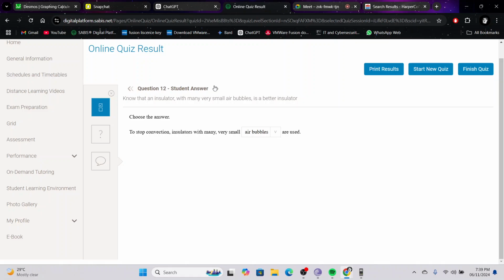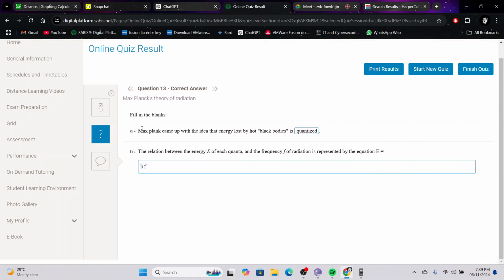Okay, question 13. Max Planck. This is wrong, by the way, because if they ask you what Planck's constant is and you write Planck like this, they'll mark it wrong. It's Planck with a C like this. Max Planck came up with the idea that energy lost by hot black bodies is quantized.